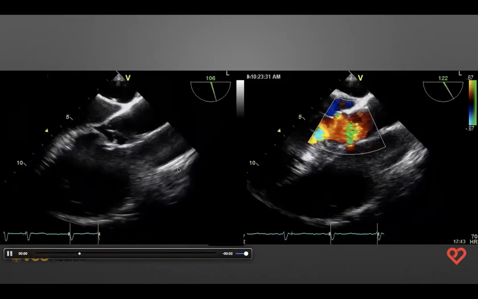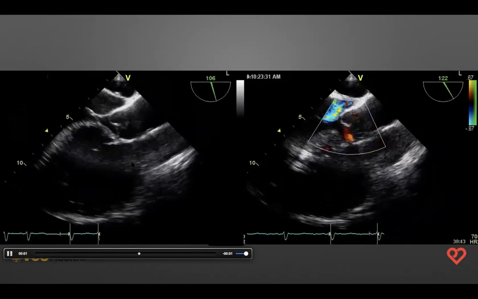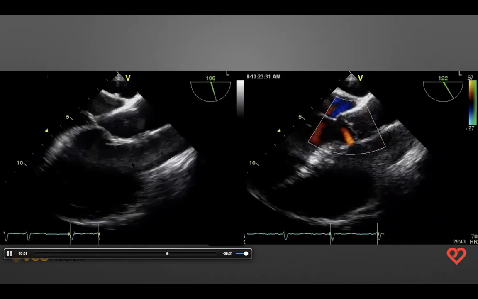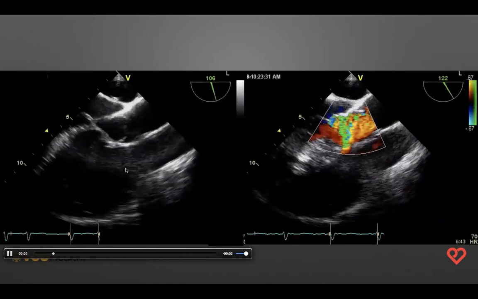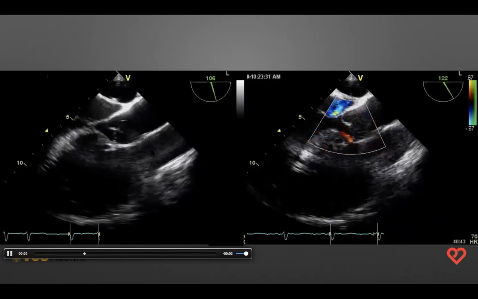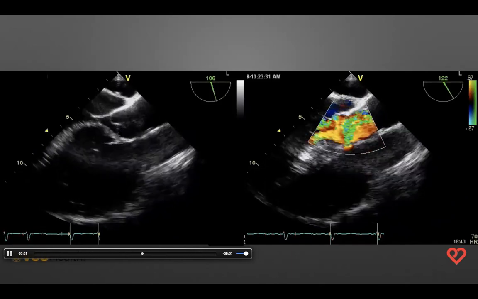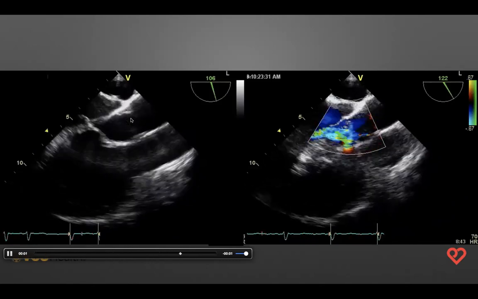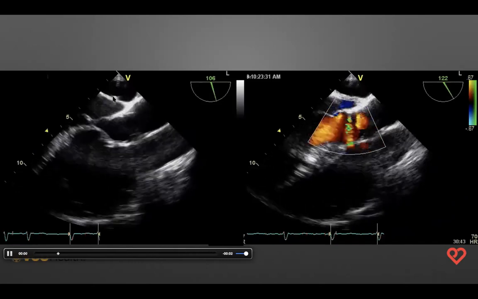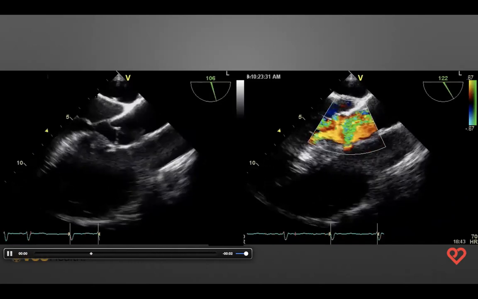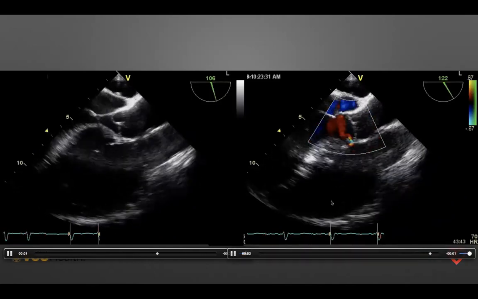TEE was performed on this patient because of the atrial arrhythmias. And what you see here is classic for transposition of the great arteries. You have parallel great vessels. Here is the aorta, which is more anterior and connected to the RV. And here is the pulmonary valve and PA. What you see here is remnants of a baffle, which is used to reroute the blood in the atria.